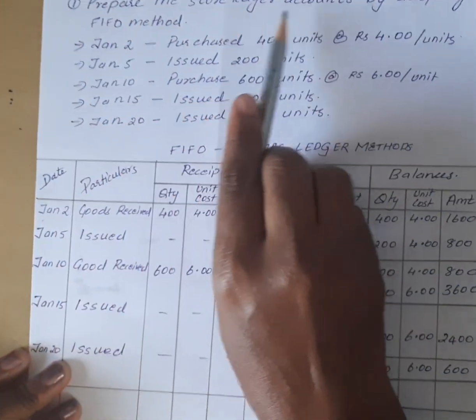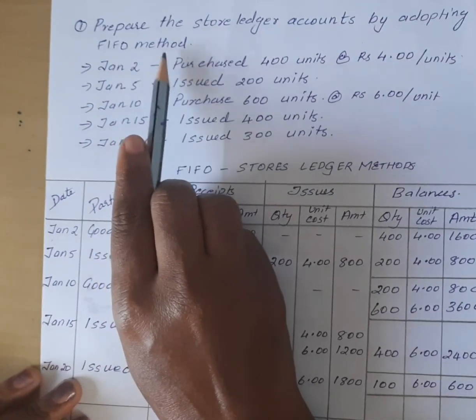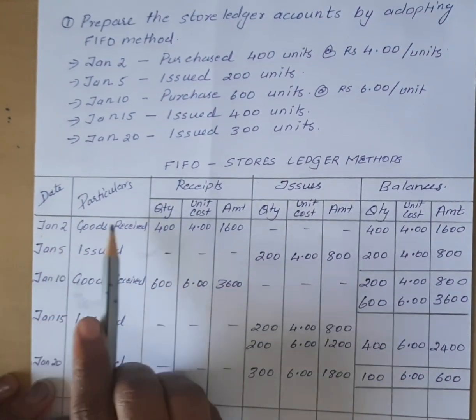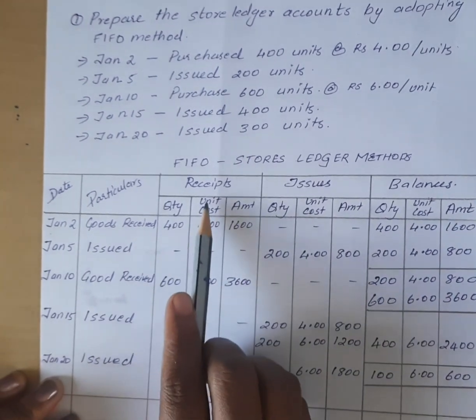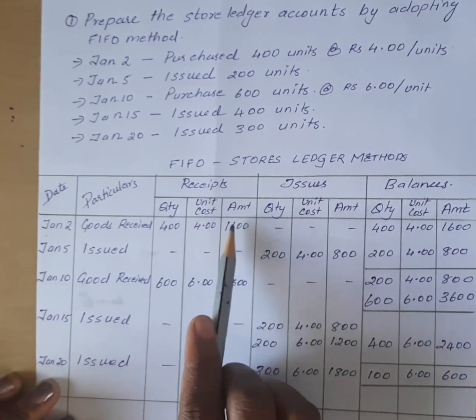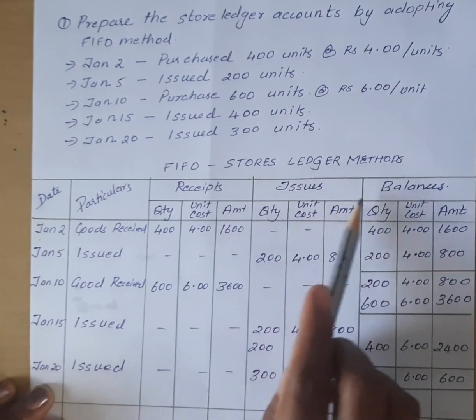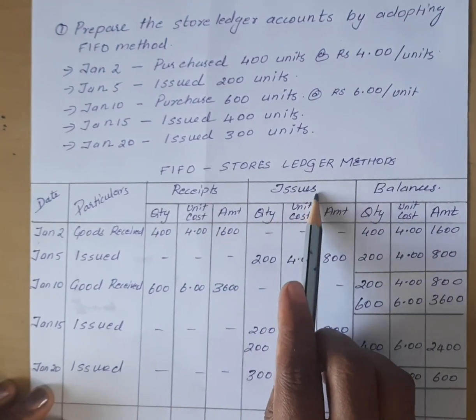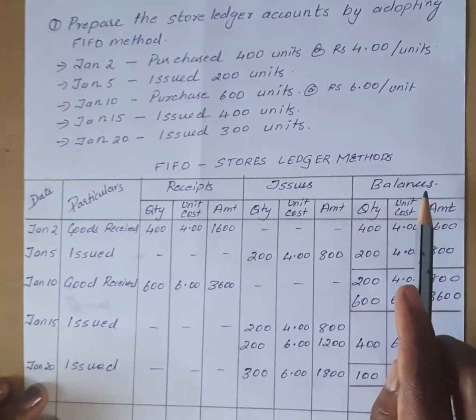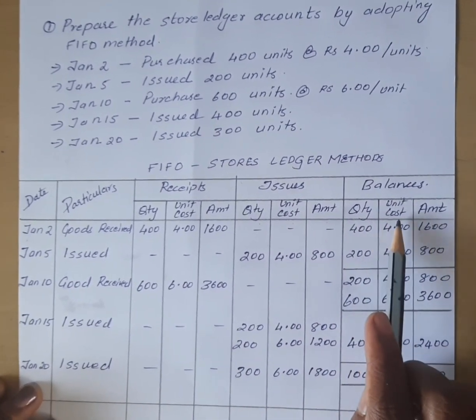Prepare the stores ledger account by adopting FIFO method. So these are the columns: date, particulars, receipts, issues, balances. And under each main column there are again sub columns. Under receipts you have quantity, unit cost and amount, and for issues also you have quantity, unit cost, amount, and for balances also you have quantity, unit cost and amount.